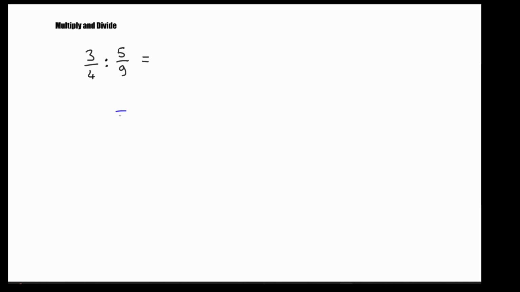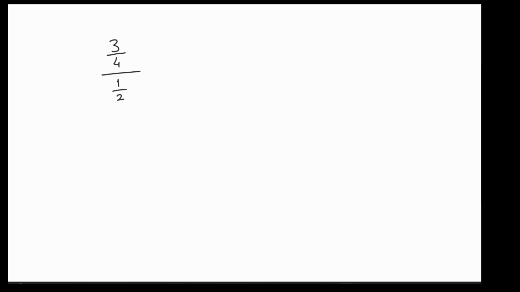We're going to write the first one, which is 3 over 4, and then we're going to do multiplication and flip the second one, which is 9 over 5. And now we can just do our multiplication. 3 times 9, and then 4 times 5, which gets us 27 over 20. That's our final answer.